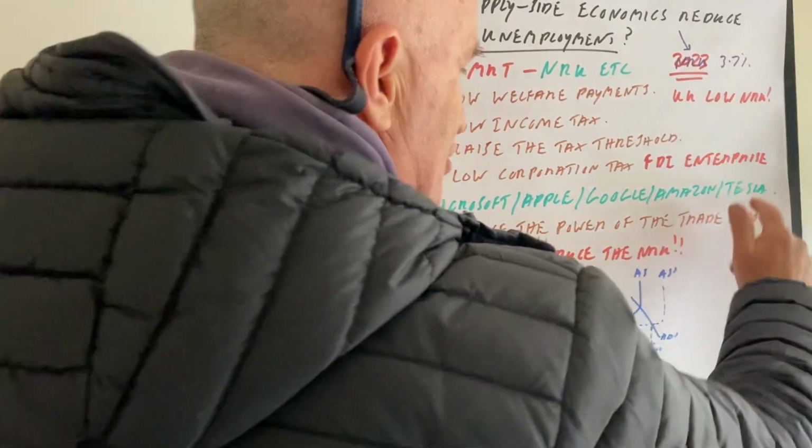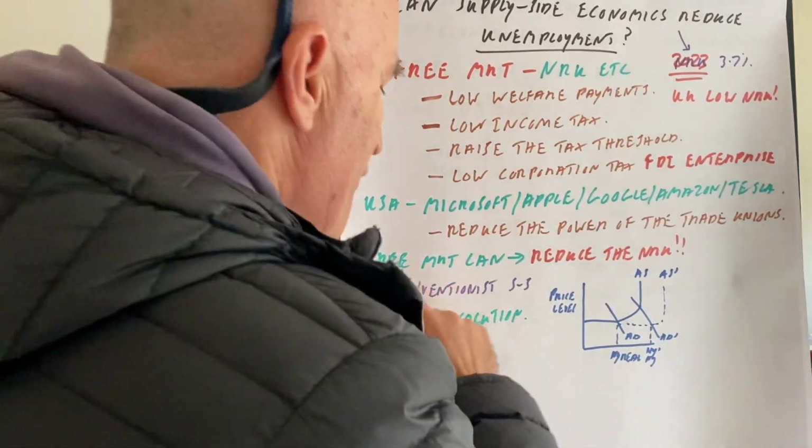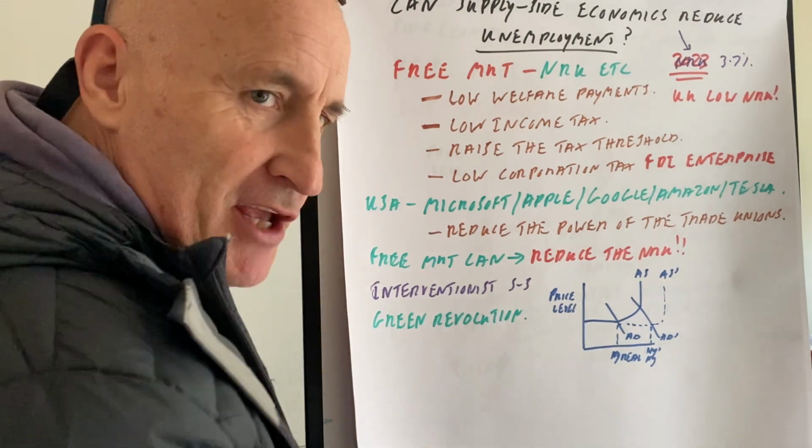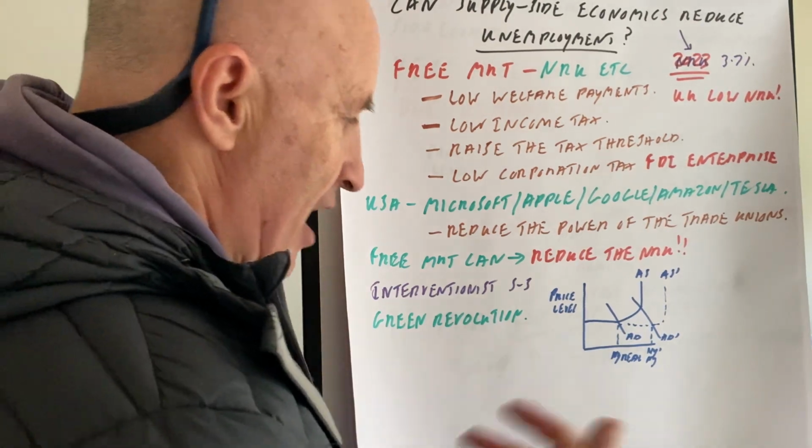Okay, or we can reduce the power of the trade unions. So free market can reduce the natural rate of unemployment. Therefore, we can run the economies at high levels of demand.